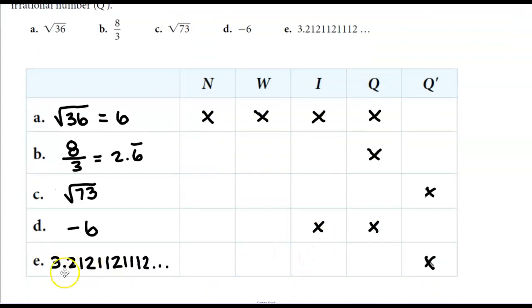Last one, we have 3.212112112. Well, we can see that it's not a natural number because it's not a counting number. It's not a whole number. It's not an integer. And then we have to differentiate whether it's a rational or irrational number. Now, a rational number means that it's terminating. This doesn't have a terminating decimal. A rational number also means that it's a repeating decimal. It's not a repeating decimal. So this is an irrational number.